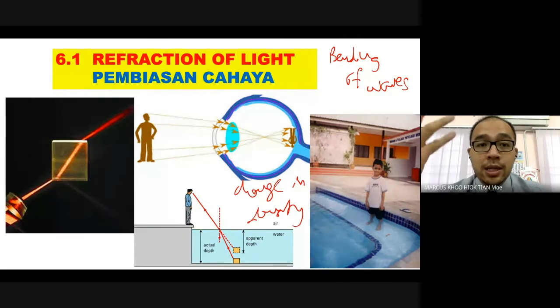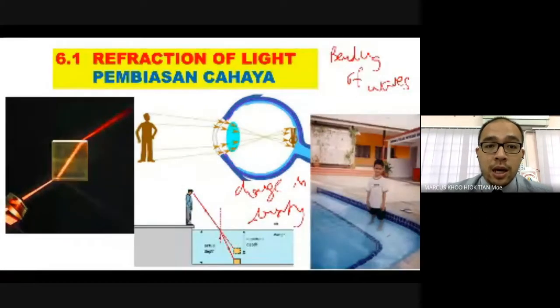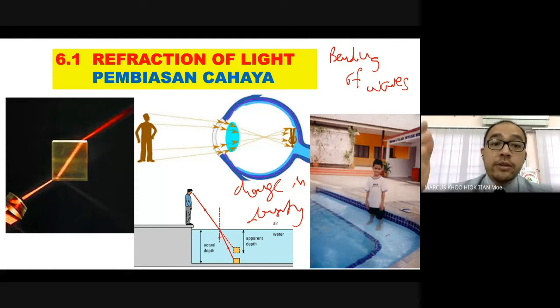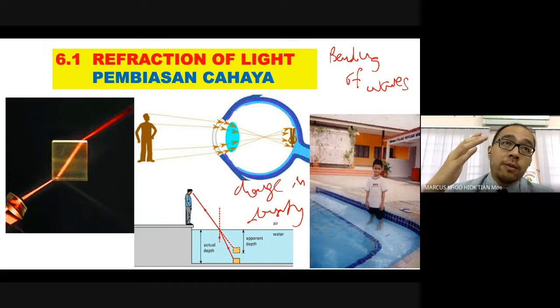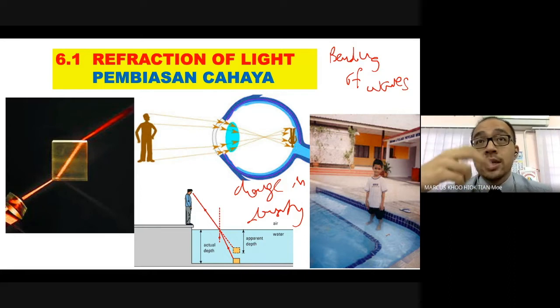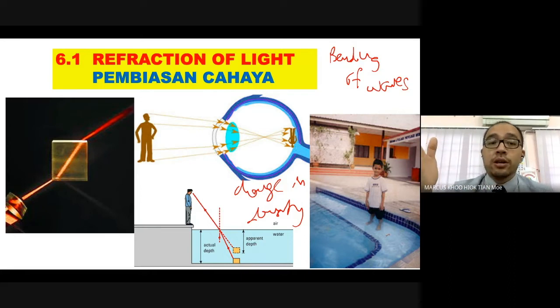So the density of the material changes. For example, if you go from shallow to deep water, the density of the water has changed. So when the density of the water changes, the refraction of waves happens.